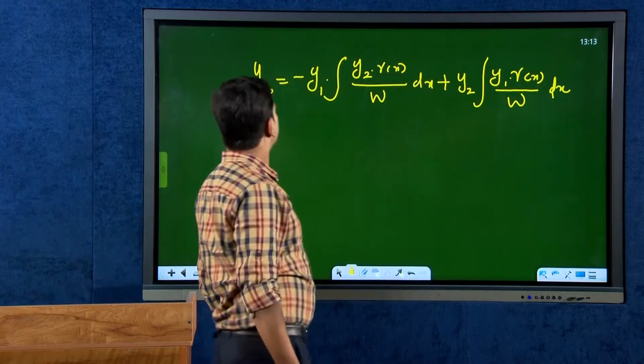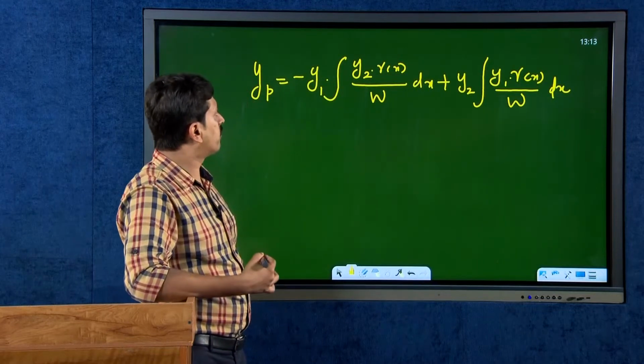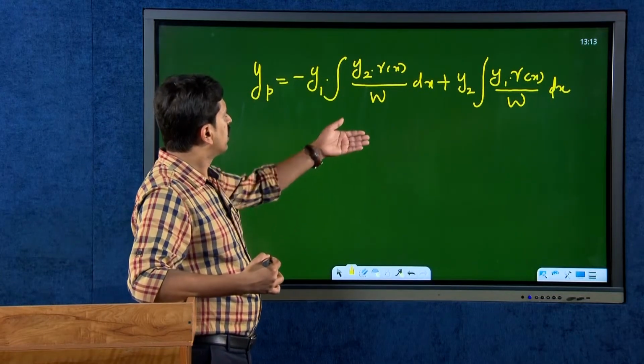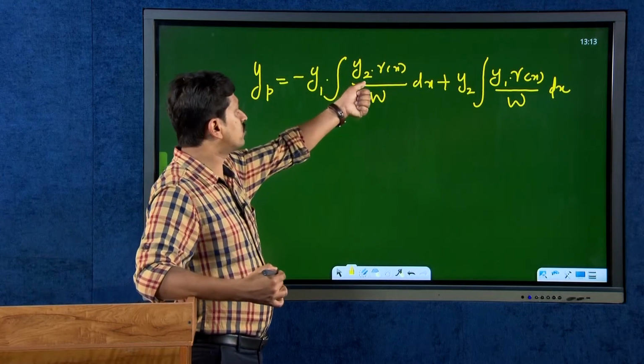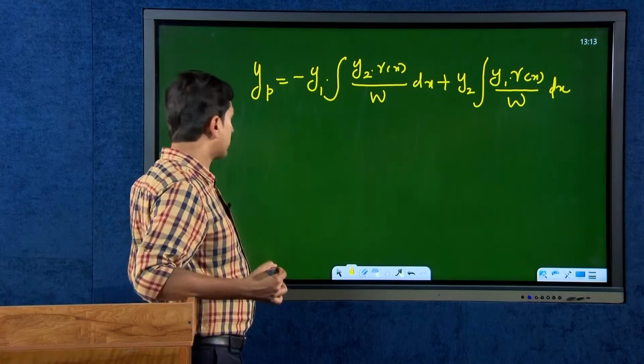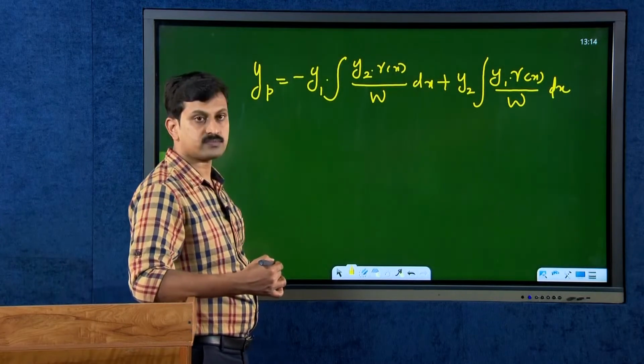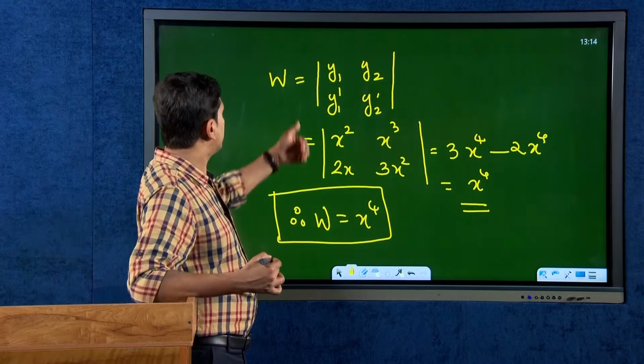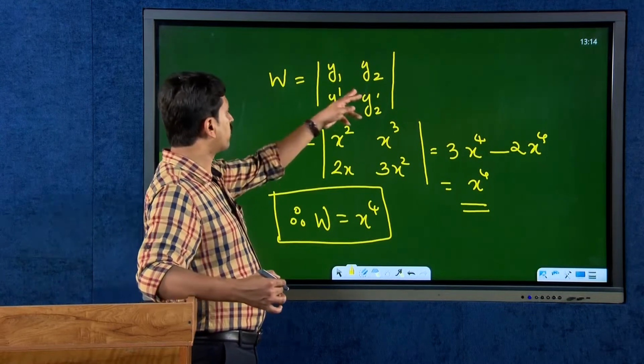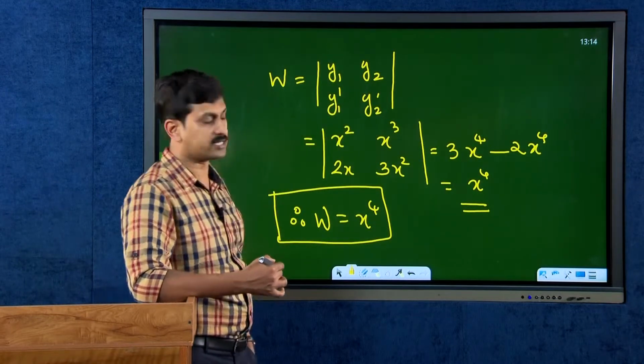We can apply all those things. We know y1 and y2, and we already found r of x from here. So, we have to find the Wronskian. The Wronskian is W equal to the determinant of y1, y2, y1 dash and y2 dash.